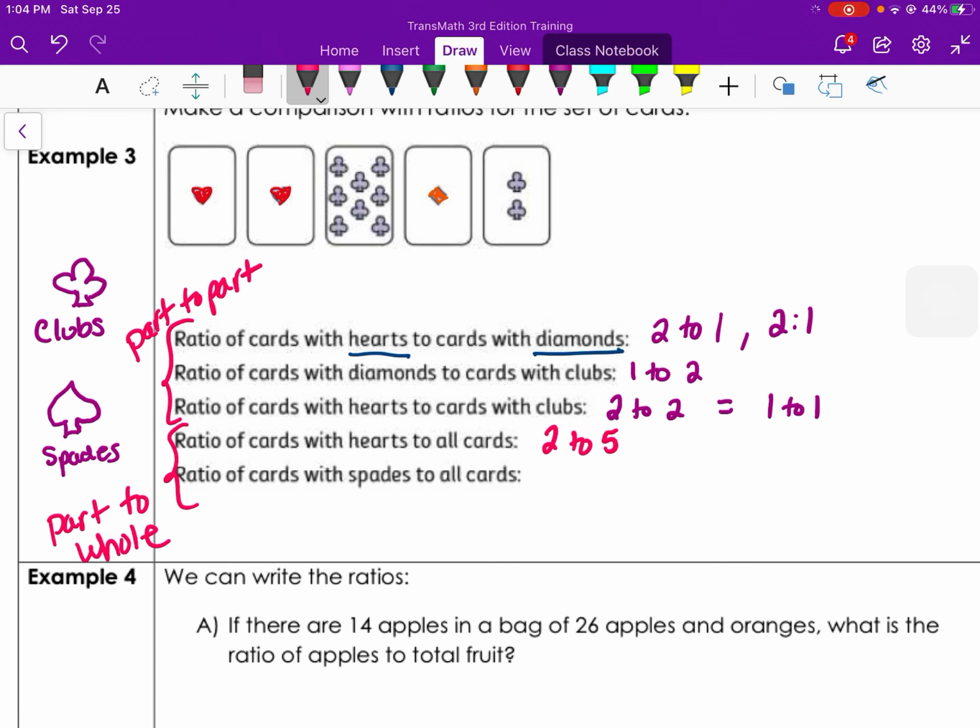Cards with spades to all cards. Remember, spades was this symbol here. We actually have no spades cards. So this is 0 spades to 5 cards. So that would be that one. The ratio is actually just 0 because there are no spades cards.